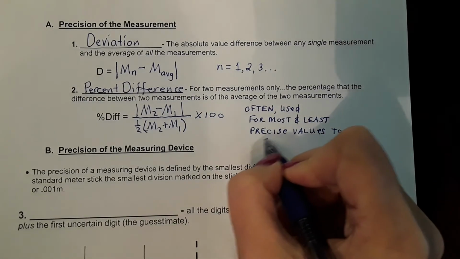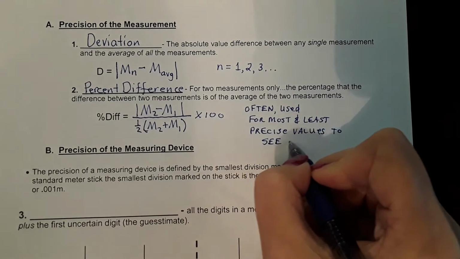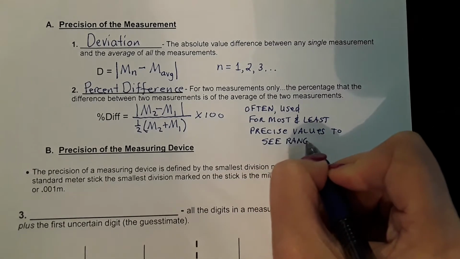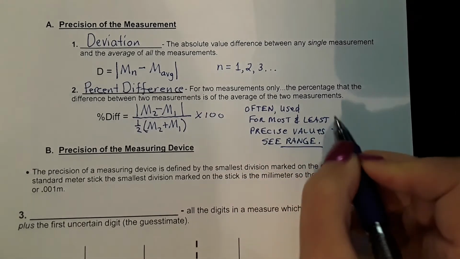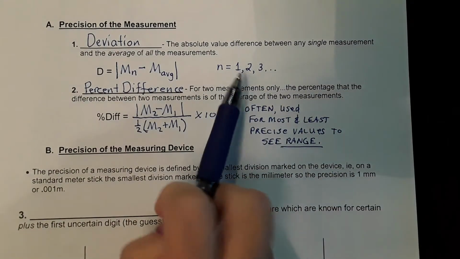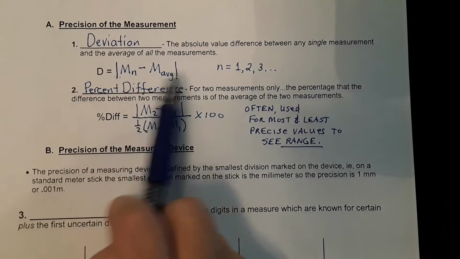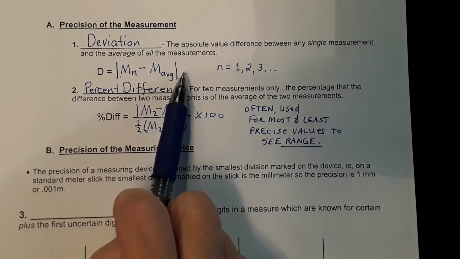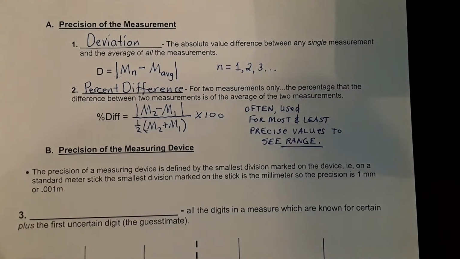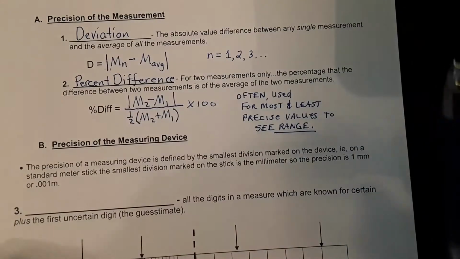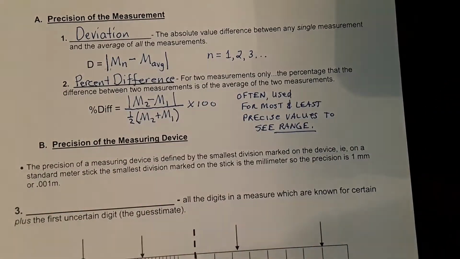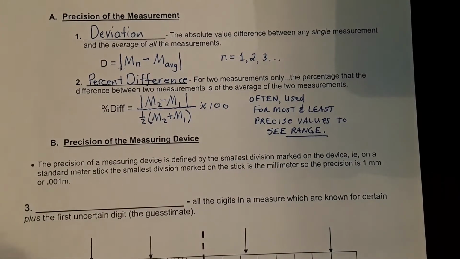In order to see a range of error, you take your measurement that was the most precise and your measurement that was the least precise according to deviation, and you find the percent difference between them, and that gives you your range of precision. Everything would fall within that.